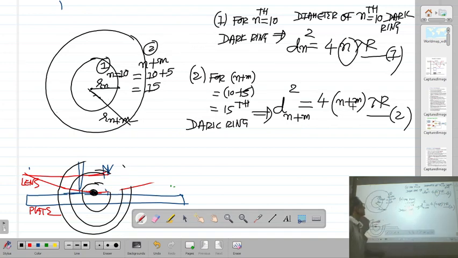Now tell me, what is n equal to 10? It is the order of the first ring. And what is n plus m? It is the order of the second ring, that is 15. Then what is this m? Please remember, this m is not a ring number. We have two rings: n equal to 10 is the ring number of the first ring, and n plus m equal to 15 is the ring number of the second ring. So what is m? It is the difference of orders of the two rings.